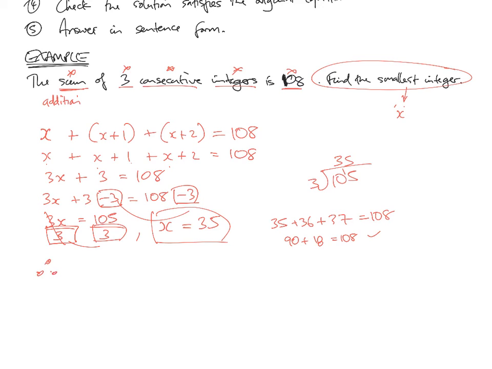So the last step is to answer in sentence form. Therefore, use the symbols. The smallest integer is 35 if 3 consecutive integers add up to 108. So I'm referring back to the original question and the original knowns and unknowns. I'm telling you the smallest integer is 35 if these consecutive integers add up to 108.